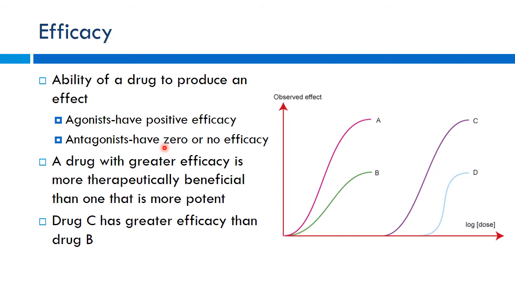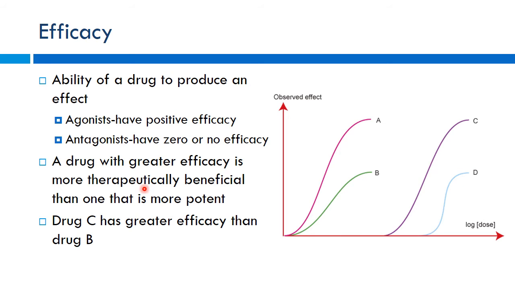So they shouldn't have really any effect. We'll talk a little bit later about inverse agonists, which have the opposite effect, but for the majority of things, when we're talking about antagonists, they sit on the receptor and they don't do anything. Okay, so 0 efficacy at that point. So again, a drug with greater efficacy is going to be more therapeutically beneficial than one that is more potent.